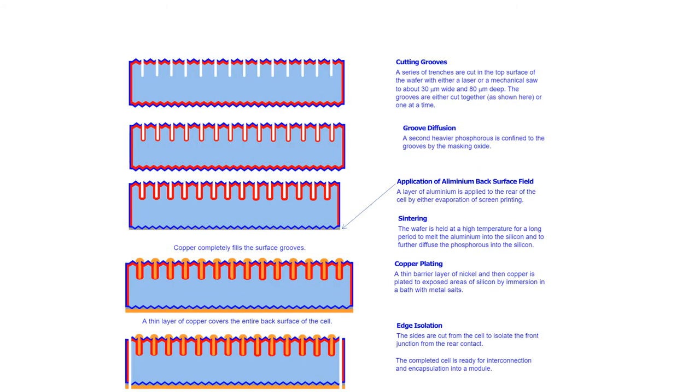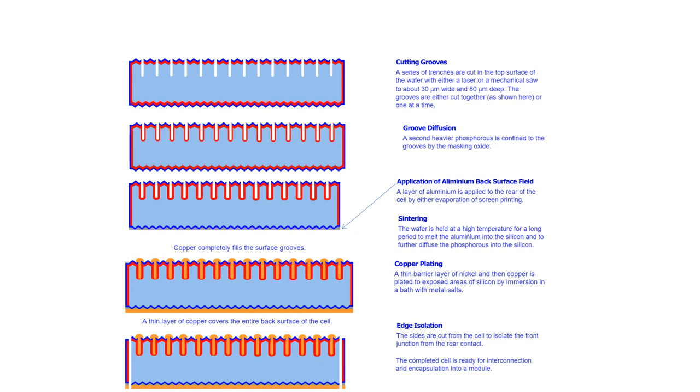This is then followed by cutting grooves. A series of trenches are cut in the top surface of the wafer with either a laser or a mechanical saw, about 30 micrometers wide and 80 micrometers deep. The grooves are either cut together as shown here or one at a time. Then groove diffusion is carried out with a second, heavier phosphorus diffusion confined to the grooves by the masking oxide.